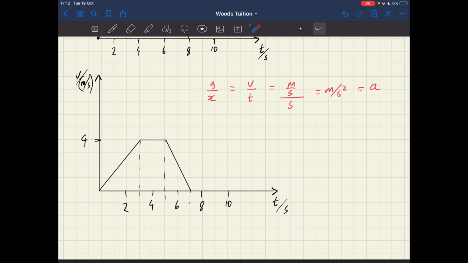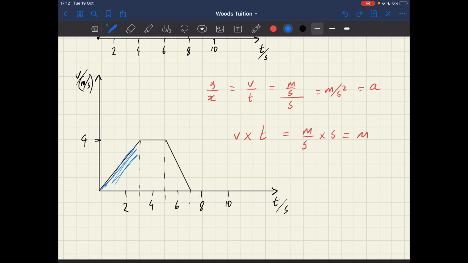Furthermore, if we then find the area under the graph of a velocity time graph, then that is going to be finding velocity times time with some sort of prefix, but essentially velocity times time, which is meters per second times second, which gets us meters. So if we find the area under a graph, then it's going to be equal to the displacement.